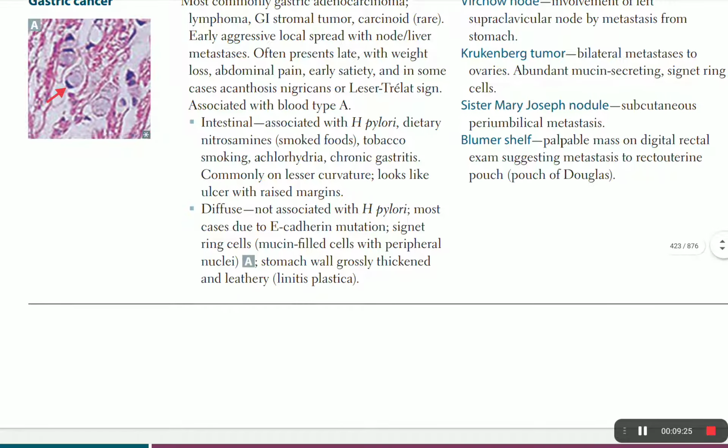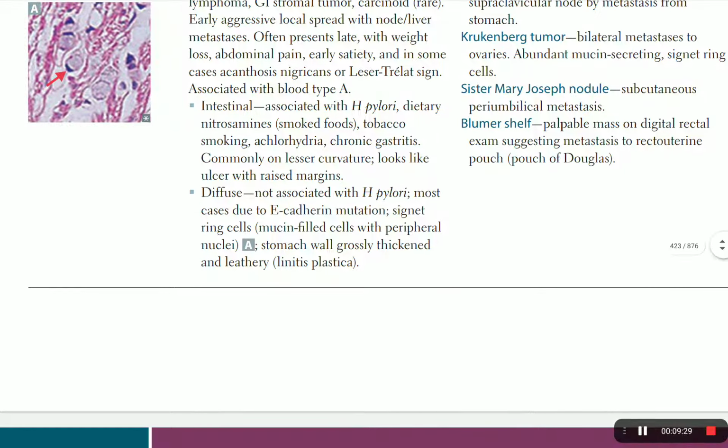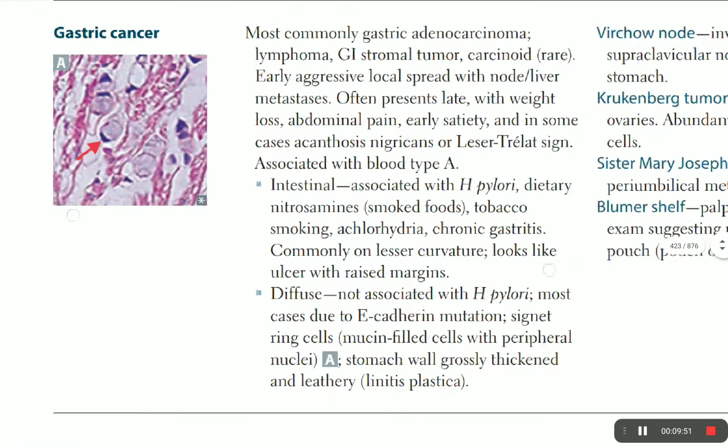We have the diffuse type of gastric cancer, not associated with H. pylori, with most cases due to E-cadherin mutation on the chromosome. So, signet ring cells: mucin-filled cells with peripheral nuclei. Here we have a signet ring cell.